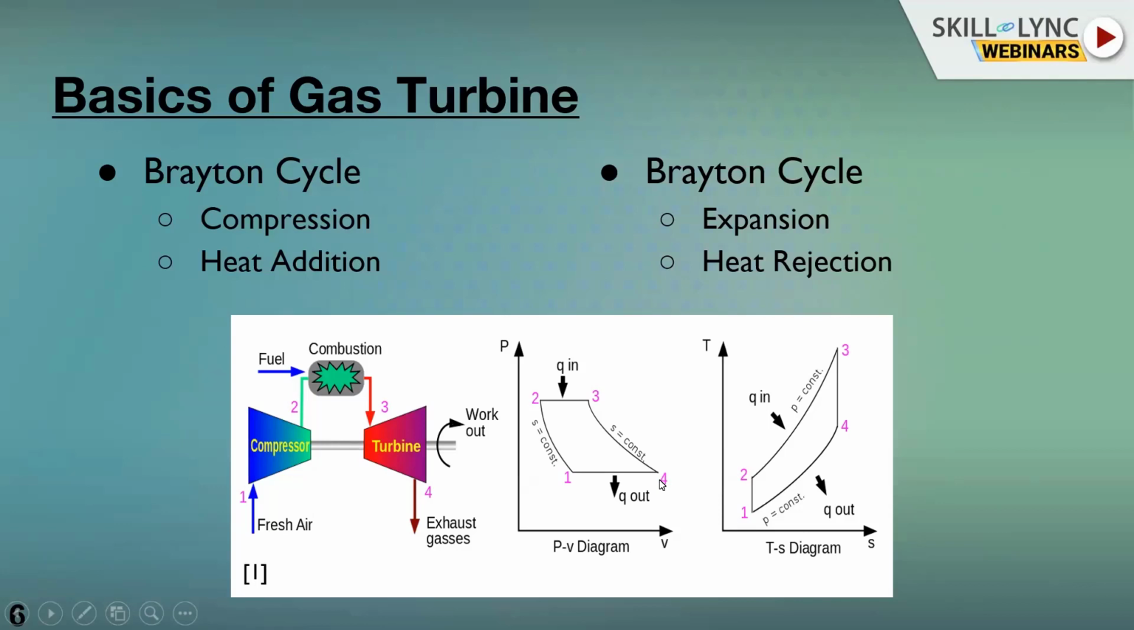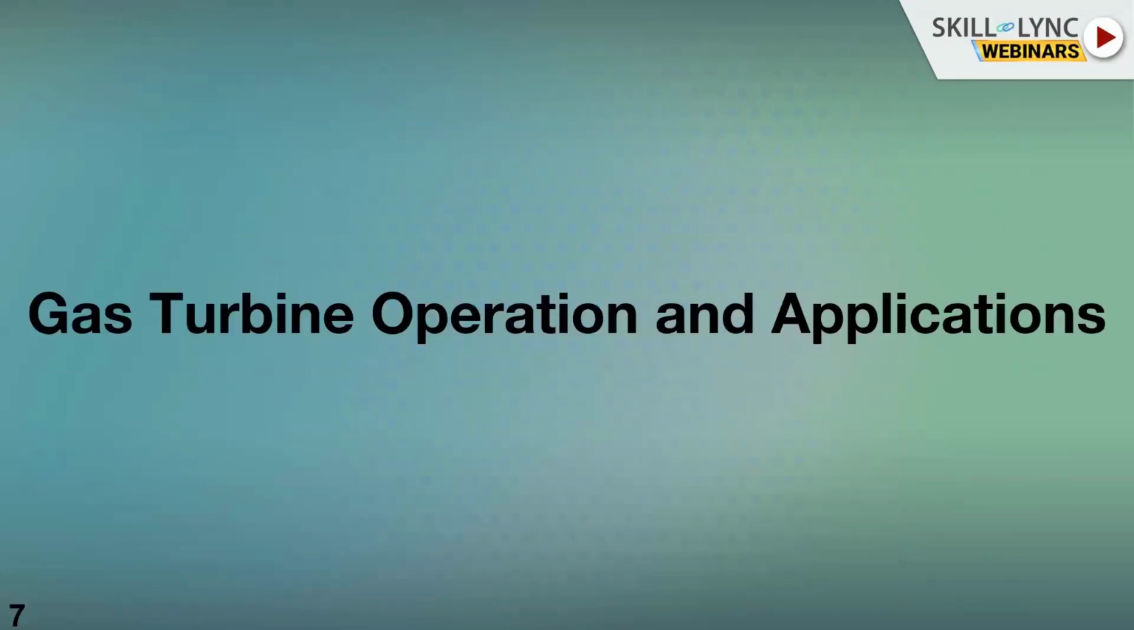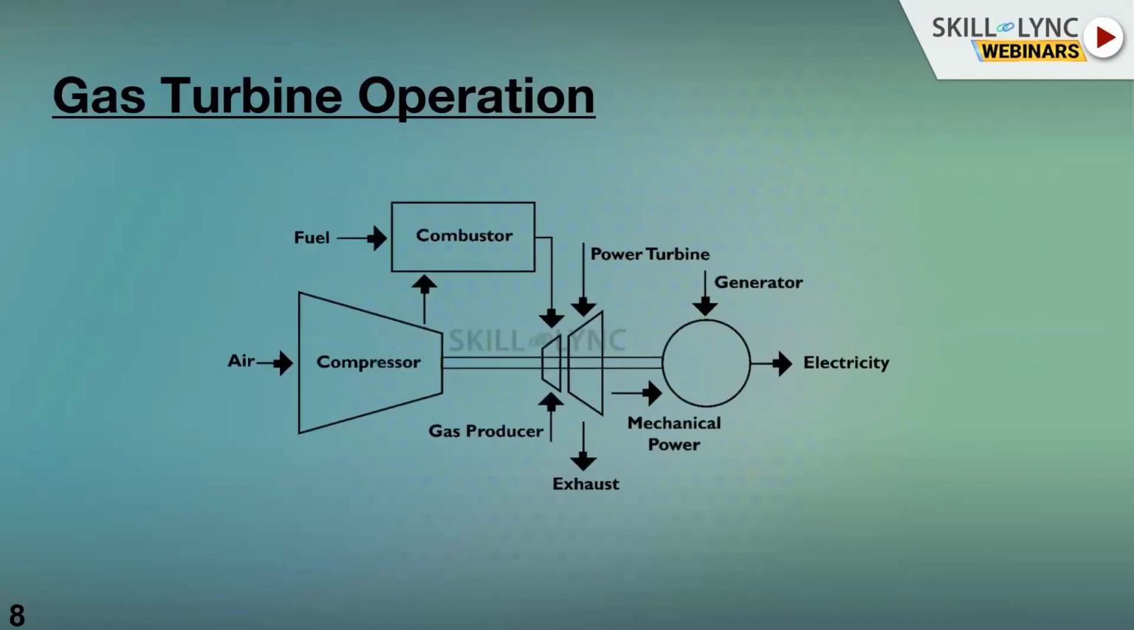And then from what is the isobaric process? Again, the exhaust gases that will be released from the gas turbine. I'll go ahead and show in the next slides how the exhaust gases can be used. And now moving on to the gas turbine operation.